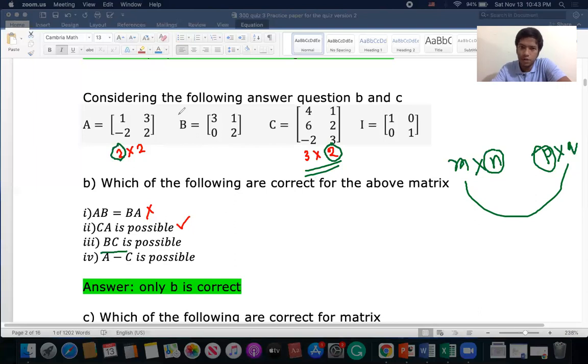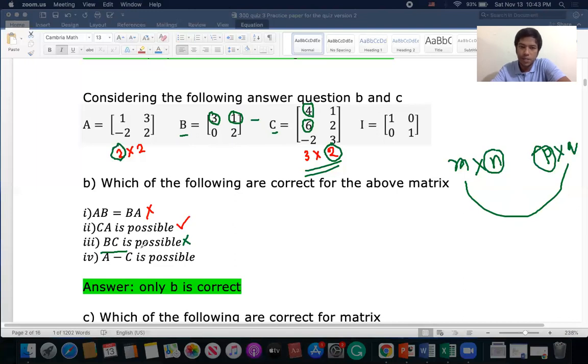Is BC possible or not? So you see B and C. B we will have to write first and then C. If you try C into 4, 1 into 6, then there is no more number remaining here to multiply with minus 2. There is no number here. That means this work is not possible.